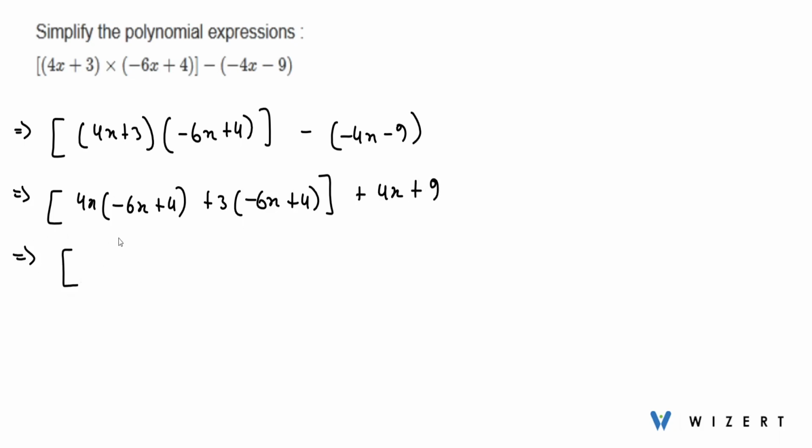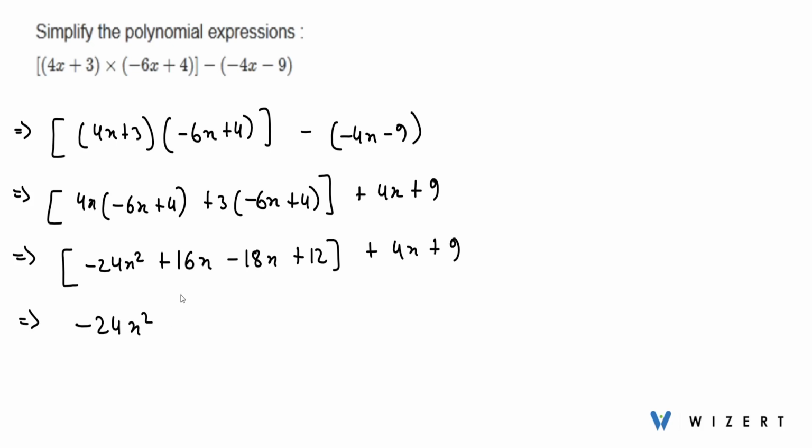So 4x multiplied by -6x will become -24x squared, then 4 multiplied by 4x is 16x, then 3 multiplied by -6x will become -18x, and 4 multiplied by 3 is 12, and then we have +4x + 9, so it will become -24x squared, 16x - 18x will become -2x, and then we have +12, and after that we have +4x + 9.